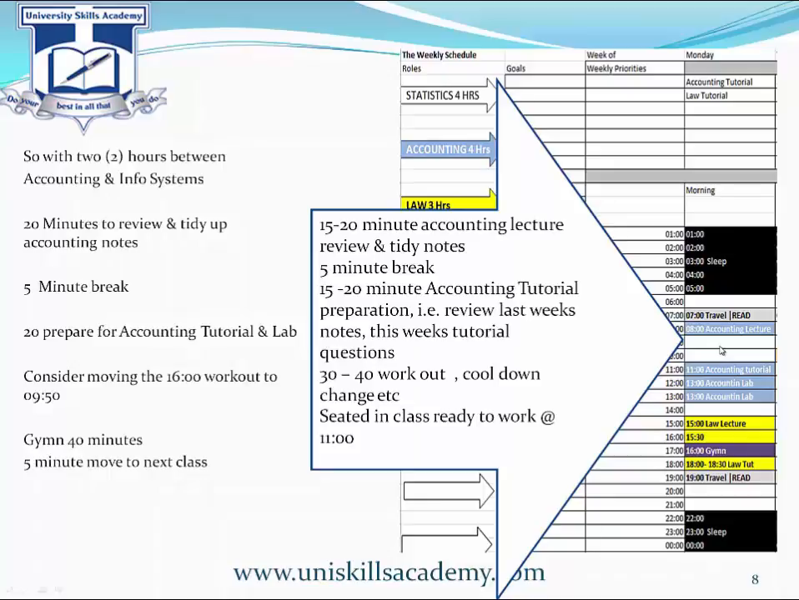With 2 hours between the accounting lecture and the accounting tutorial, I would get myself to a quiet room or a library, and I'd squeeze in 15 to 20 minutes revision from the lecture, a 5-minute break, 15 to 20 minutes preparation for the tutorial, and then I'd likely shift this 4 o'clock gym session to an 11 o'clock gym session or a little earlier, do a 30 to 40 minute workout, cool down, change, get to class on time.